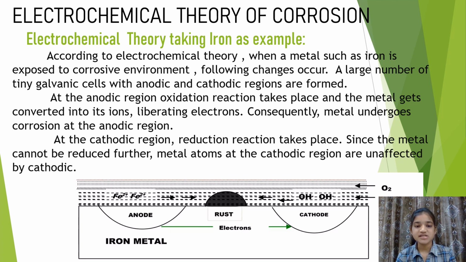At the cathodic region, reduction reaction takes place. Since the metal cannot be reduced further, metal atoms at the cathodic region are unaffected by corrosion. Here is a flow chart where the anode is of Fe2+ and the cathode is of OH-. The anode passes the electrons to the cathode and the anode is of iron metal.